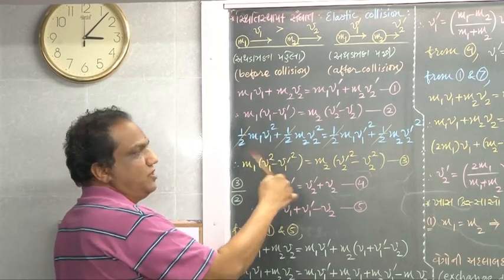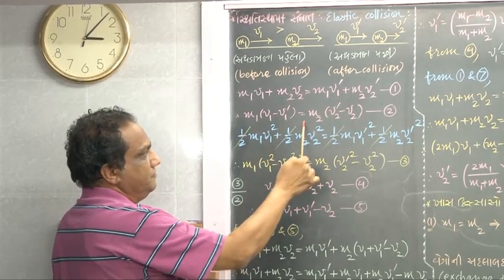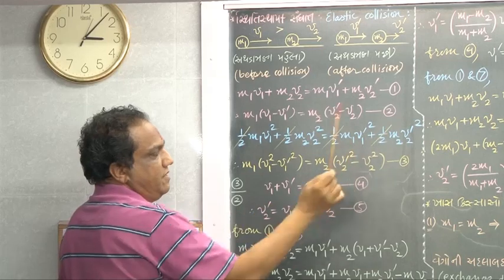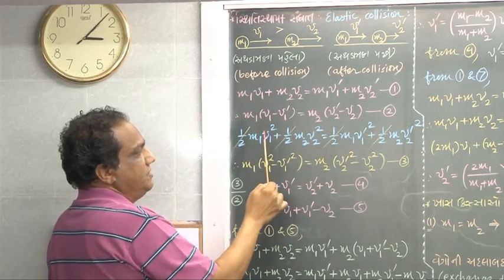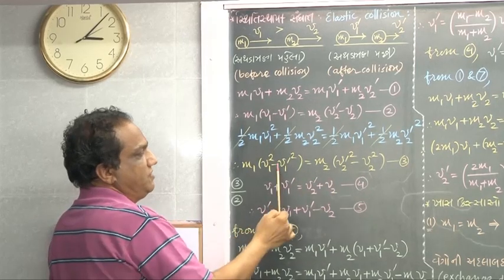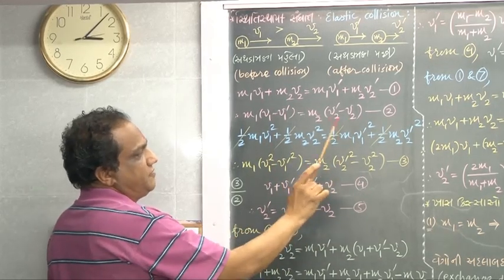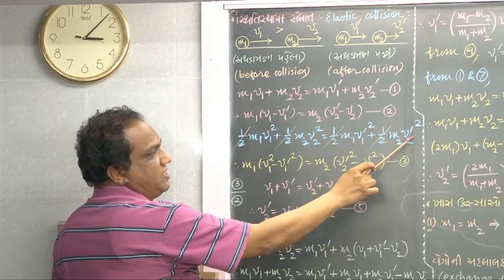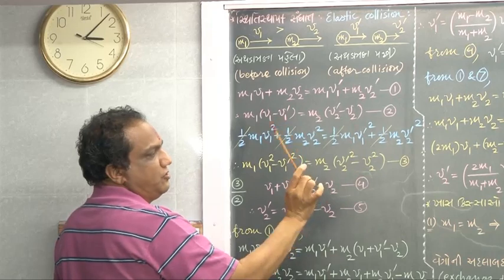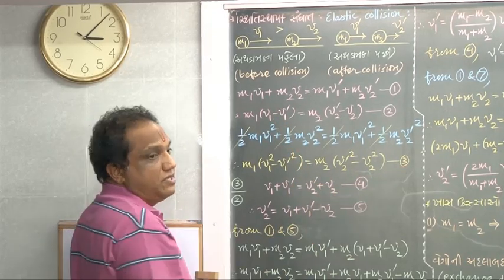Cancel 1 by 2 throughout the equation. Now transfer this part over here. So m1 taken common, inside the bracket v1 square minus v1 dash square. Transfer this part over there. So m2 if I take common, then v2 dash square minus v2 square. Give it equation number 3.